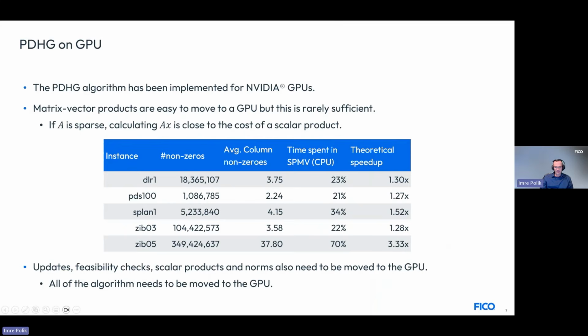So that means that unfortunately, the entire algorithm needs to be moved to the GPU, not just the matrix vector multiplication, but all the updates, feasibility checks, scalar products, norms, anything. And that's exactly what we did. We moved the entire algorithm to the GPU.